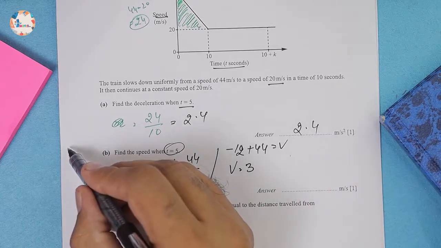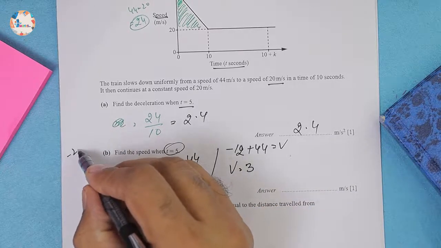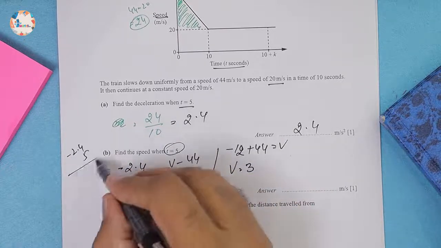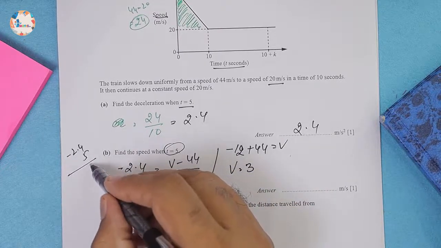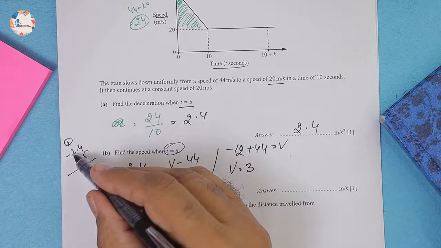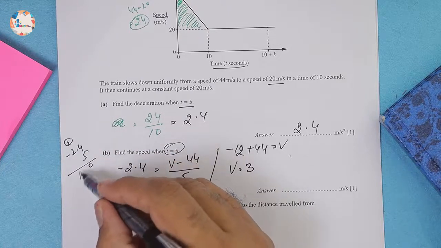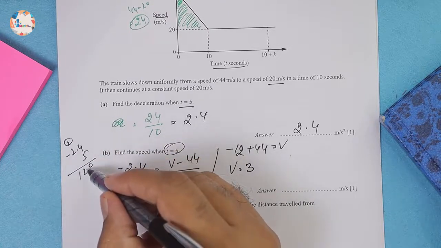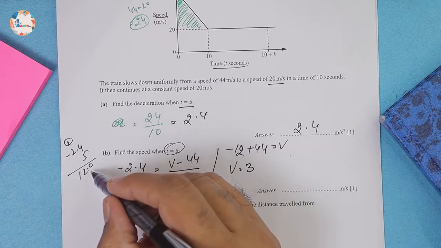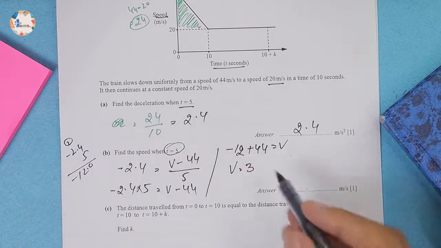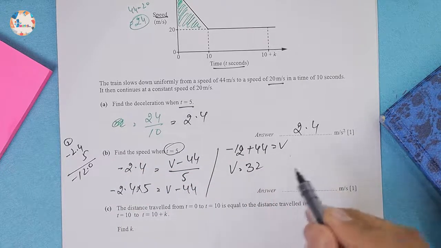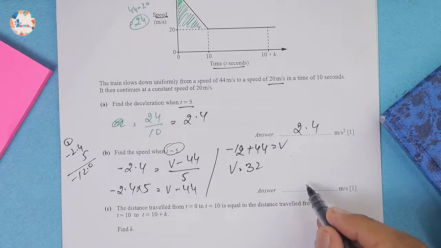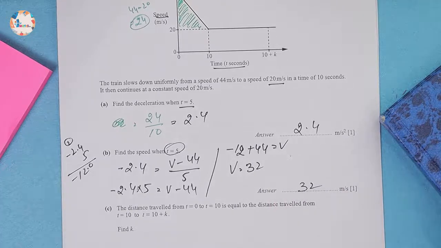If we multiply minus 2.4 by 5, we get 5 fours are 20, so 2, and 5 twos are 10. 10 plus 2 will be 12, and after one decimal place we put the decimal, so it will be minus 12. So minus 12, and shifting 44 to the other side, this is how we get 32. So the answer will be 32 meters per second.